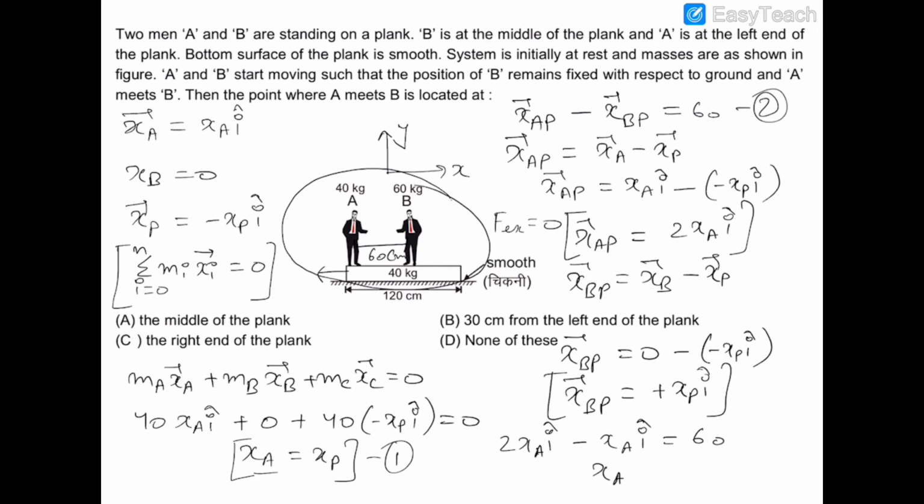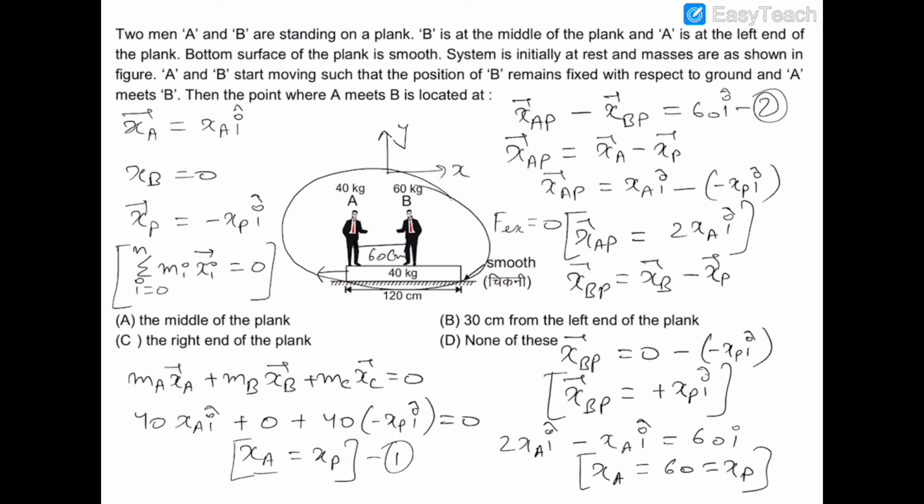So XA is equal to 60. So this is the equation which is given, that XA is equal to 60. We are assuming that this 60 is also in the i cap direction. Now XP will be the displacement of plank P in the backward direction, and we know that XA and XP are equal, so this 60 is also the displacement of plank, so this is also equal to 60.